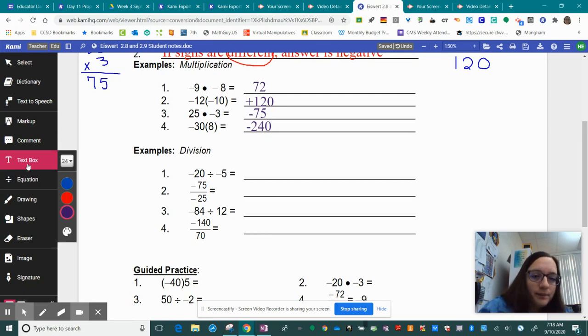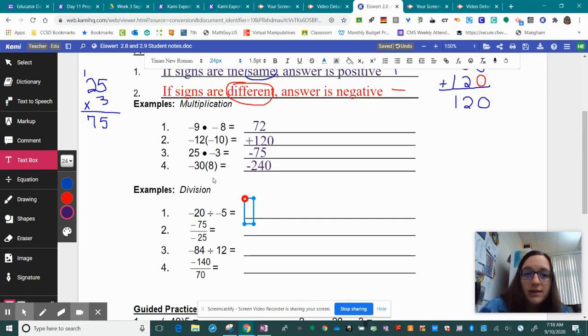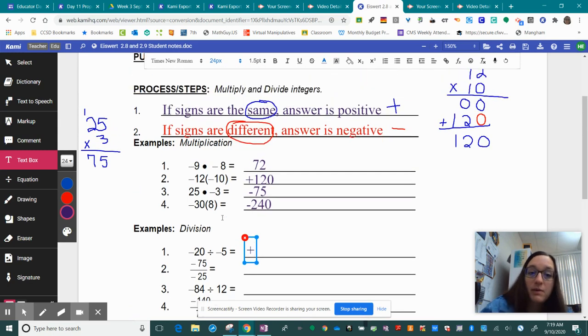All right, here we go. Next one. Even if it's division, our rules are still the same. If the signs are the same, the answer is positive. If the signs are different, the answer is negative. So these have the same signs, so our answer will be positive.